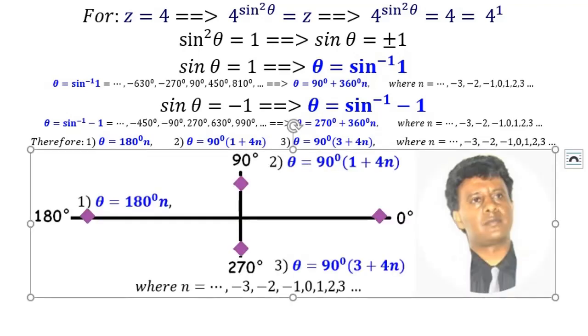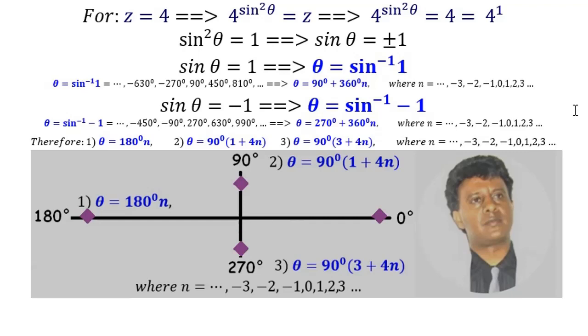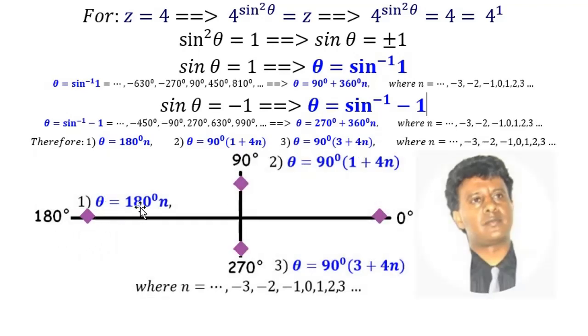And this is in picture format. The first solution is theta equals 180 degrees times n. It is all the coterminals of 0 and 180. The second one is 90 degrees times 1 plus 4n. It is 90 degrees and all its coterminals. And it is 270 degrees and all its coterminals, which is 90 degrees times 3 plus 4n, where n is any integer from negative infinity to infinity.